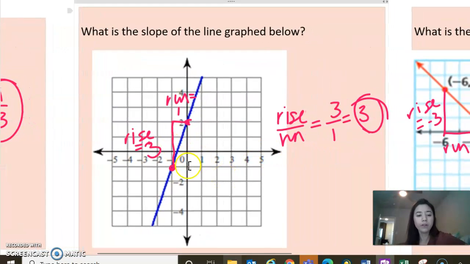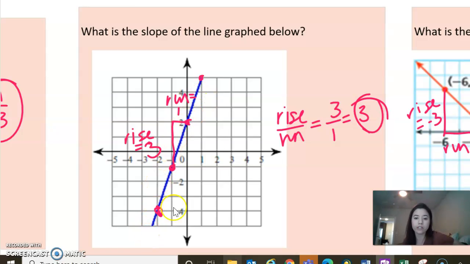Next one, we went up 3. We had to find 2 clear points here. You could have used these 2 in the middle. You could have used this one down here, or you could have used this one up here. If you used any of those points, you should have gotten the same answer. We went up 3 boxes, rise of 3, over 1, and again we can simplify that to get 3.